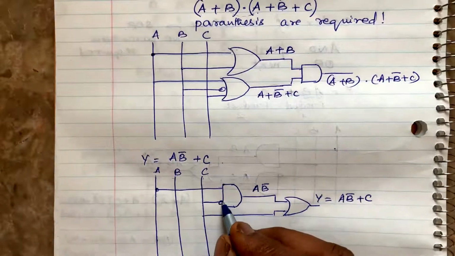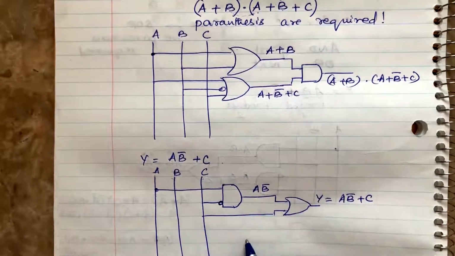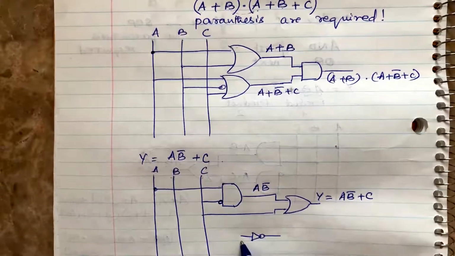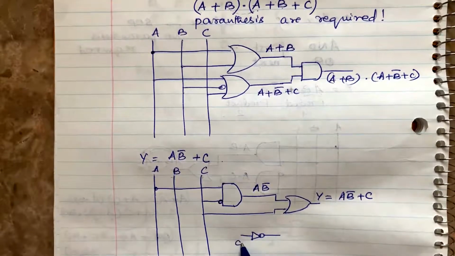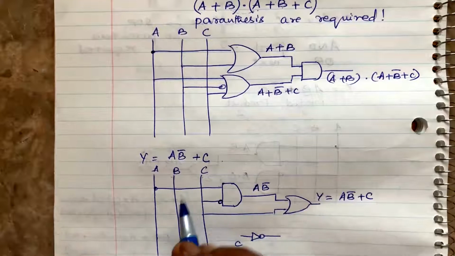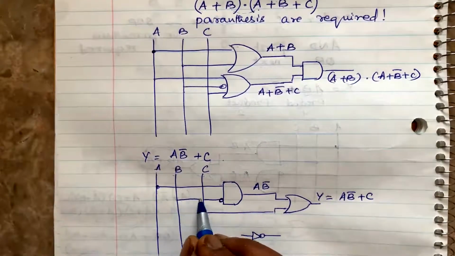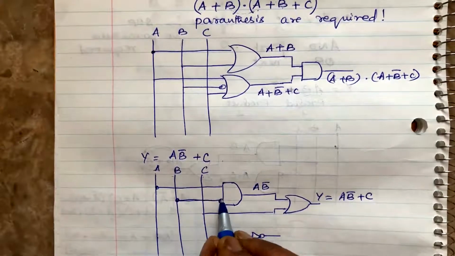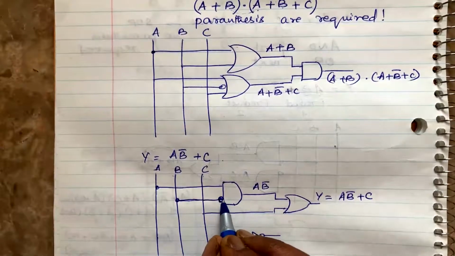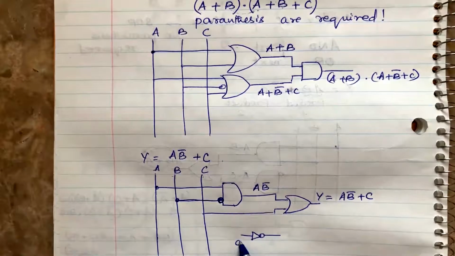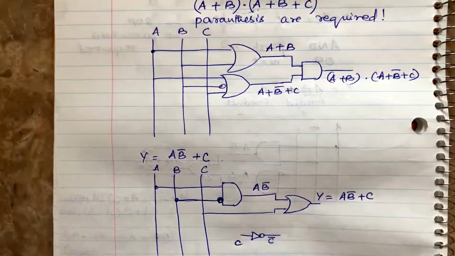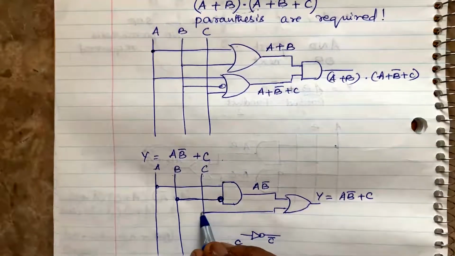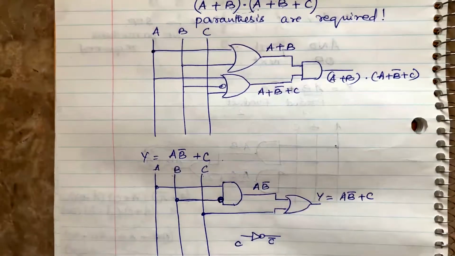This bubble is nothing but a NOT gate. It's a NOT gate. Okay. So A and B bar is to be taken from here. This is the B line, I take from here, this becomes B bar by the inverter. If I send B here, it becomes B bar. And C is here. It is going to the second OR gate.